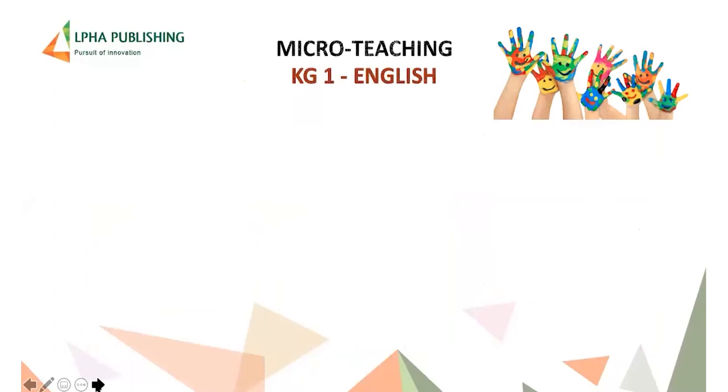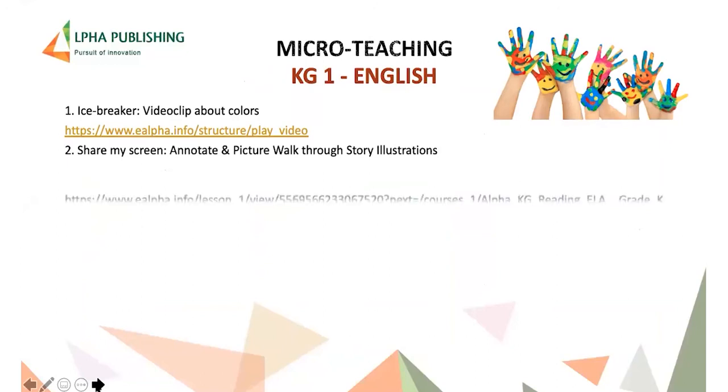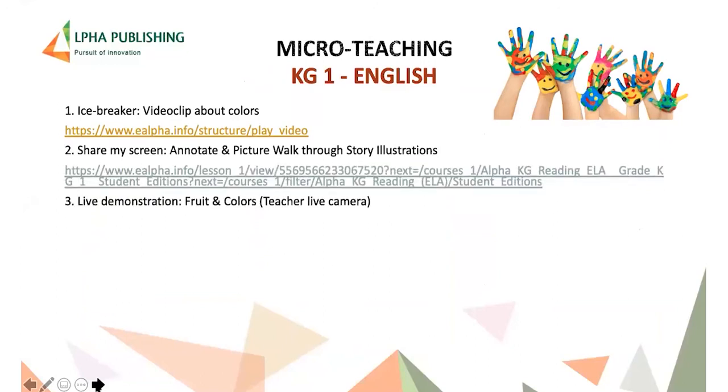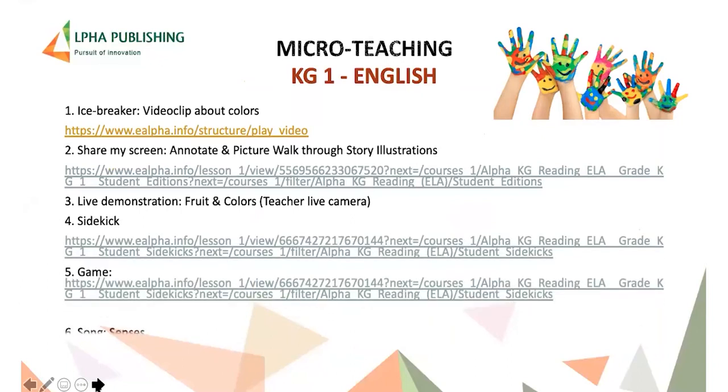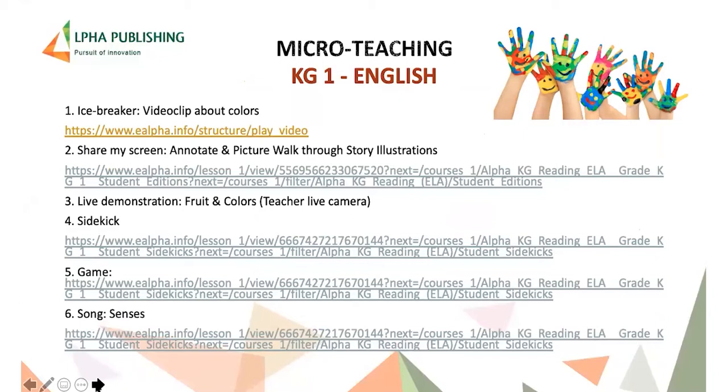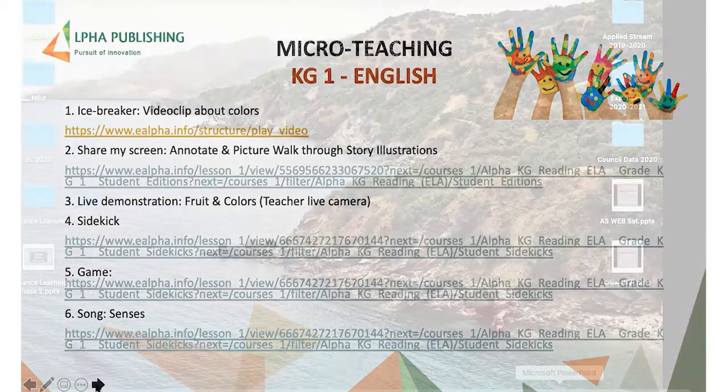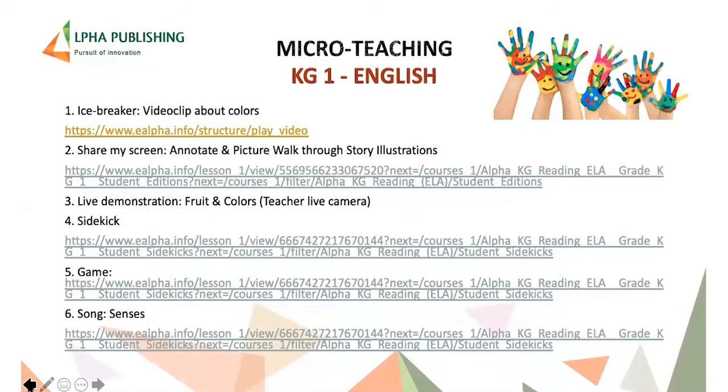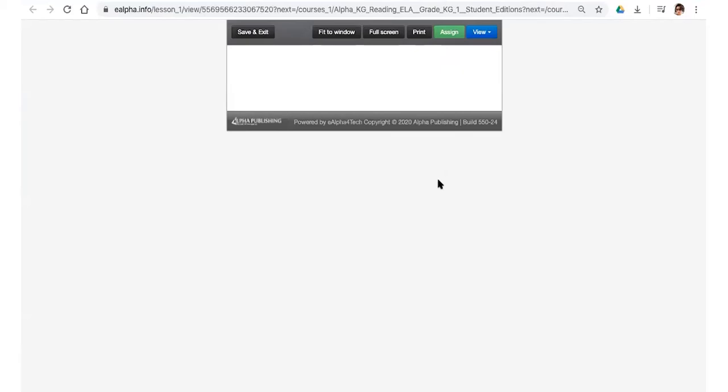Now we will jump to our micro-teaching lessons. I have prepared, as Danielle mentioned, 4 lessons: 1 for English KG, then math, science, and literature. I will go through the lesson plan. As you will see, I have ticked all the boxes of the elements of success for an online session. And now I need to go back to the book because, after annotation, I need to picture walk through the pictures of my story.